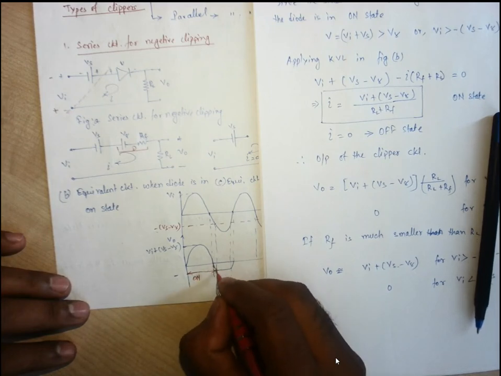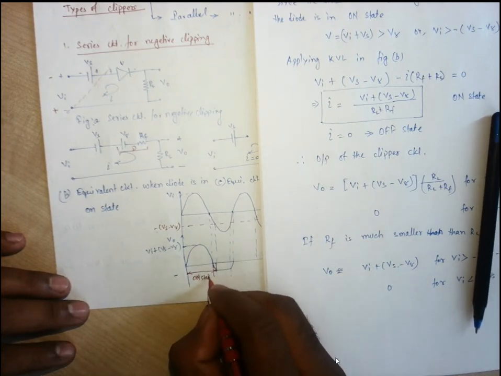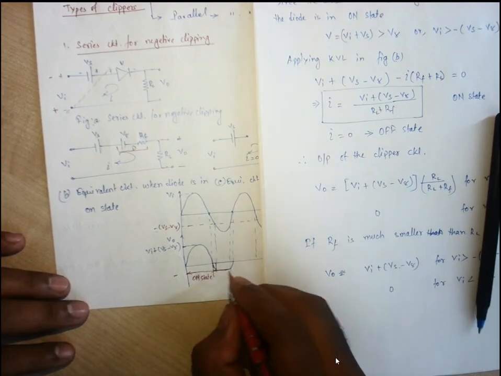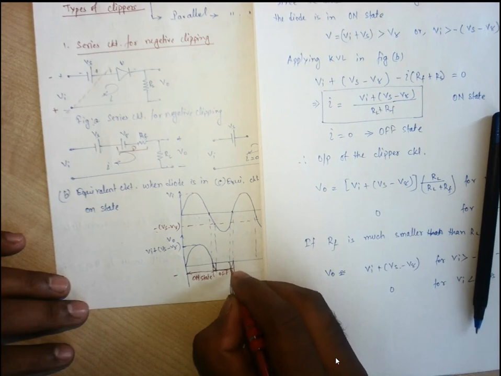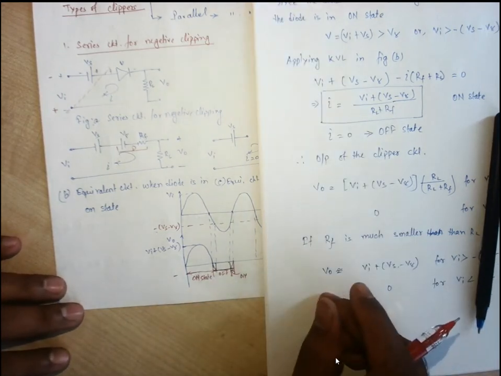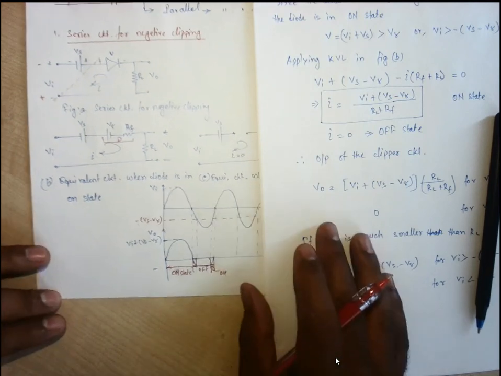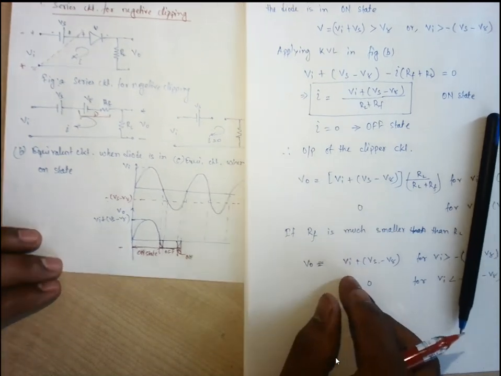Up to this much, it is the on state. This portion, it is the off state. Again this part will be your on state. Right? Any doubt on this? Anyone? Anyone having any doubt?